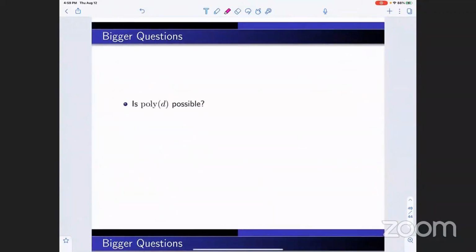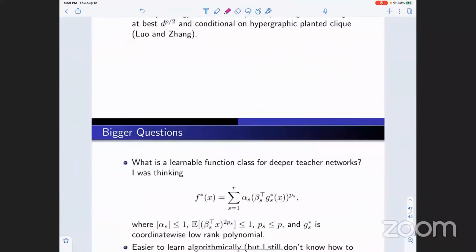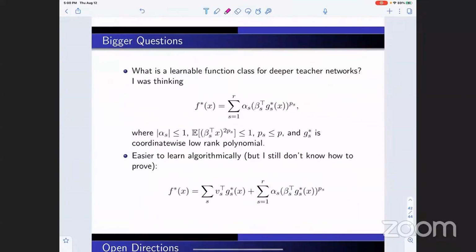The bigger question is, is poly D possible? And we already heard from Daniel that very likely it's not possible. That D to the P over 2 is, for many reasons, a fundamental limit in tensor completion and sensing. And our family of low-rank polynomials includes tensor completion and tensor sensing. SOS can only get D to the P over 2. Daniel showed some unconditional lower bounds today that indicate D to the P over 2. Okay, so of course, never be deterred by lower bounds. It just means we need better assumptions.